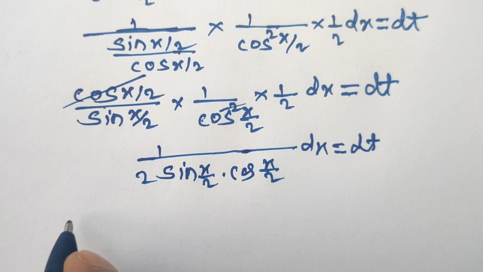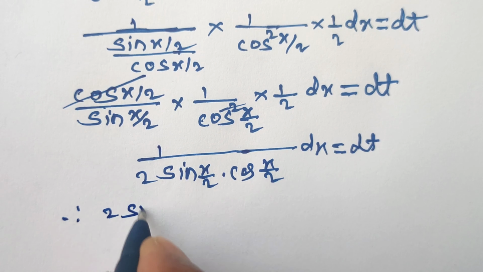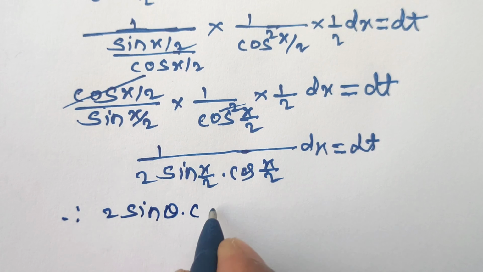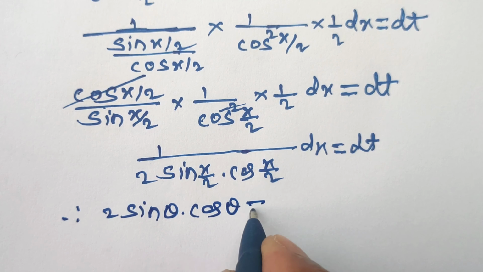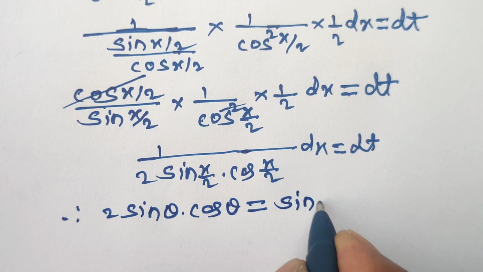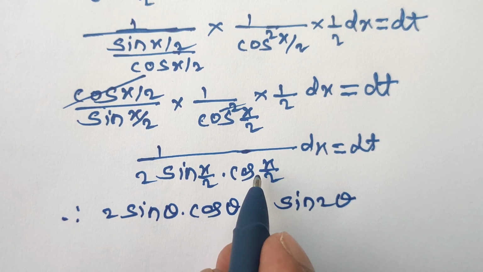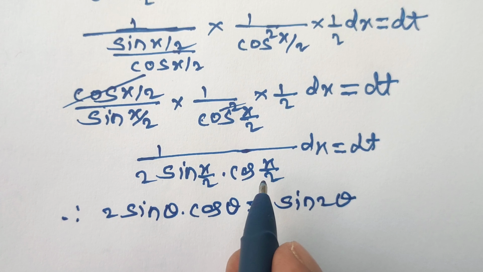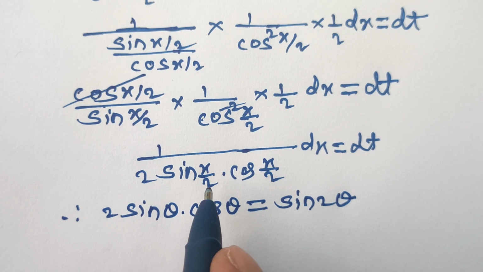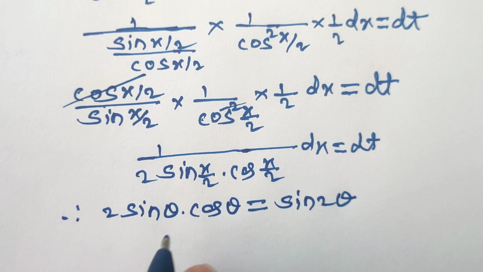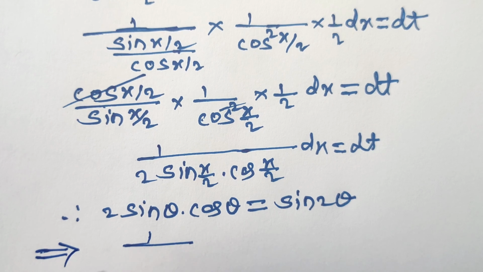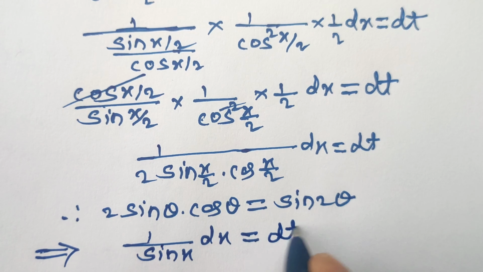But you know, 2 sin theta cos theta is equal to sin 2 theta. This is a trigonometrical formula. So 2 times sin x upon 2 into cos x upon 2 is sin x, or sin of 2 times x upon 2. Hence, this can be written as 1 upon sin x, with respect to x, is equal to dt.